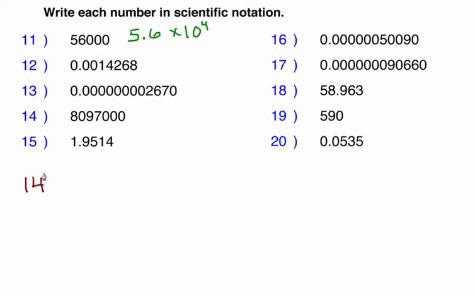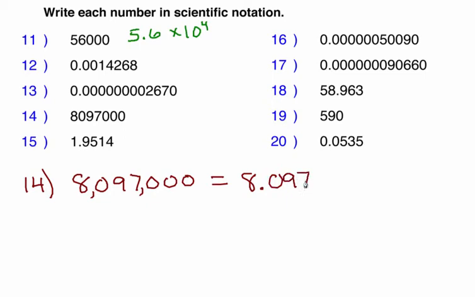So I'm actually going to skip down to number 14, which has 8,097,000. So again, we want to move our decimal place so that only the 8 is in front of the decimal, which means we're going to need to keep the 097. We're going to go to the 7 because we have to go to the last digit that's followed by only zeros. This 0 has to be kept because 8.097 and 8.97 are different numbers.